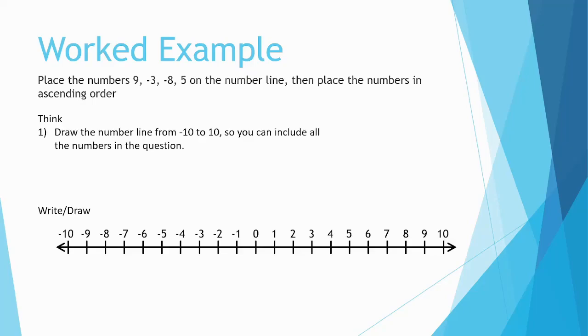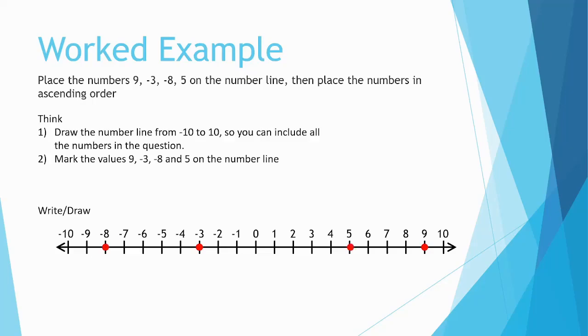In my thinking, I'm starting off by drawing the number line from negative 10 to positive 10 so I can include all those numbers. So I've drawn my number line down the bottom from negative 10 up to positive 10, making sure I've got those arrows to say that the number line does go on further. I'm then going to mark the values onto that number line. So I'll mark 9, I'll mark negative 3, I'll mark negative 8, and I'll mark 5.